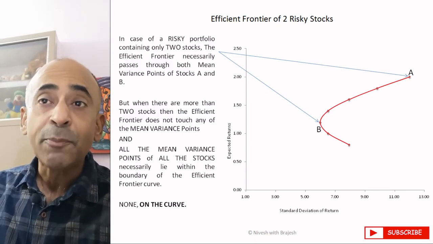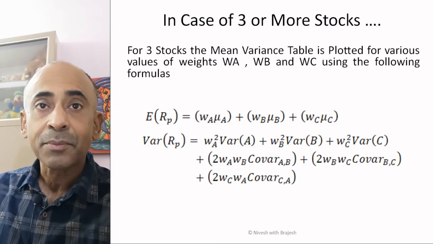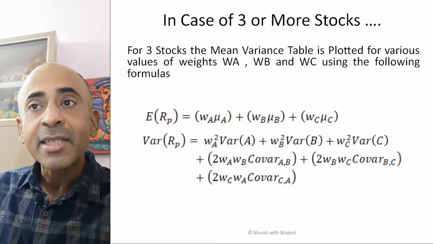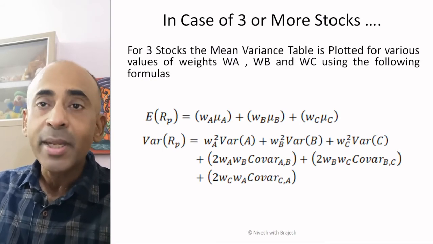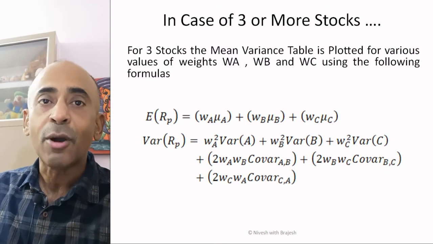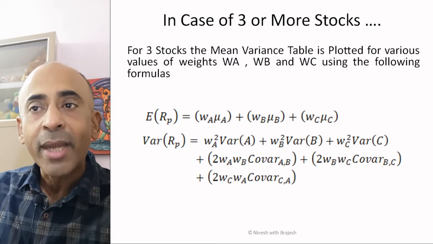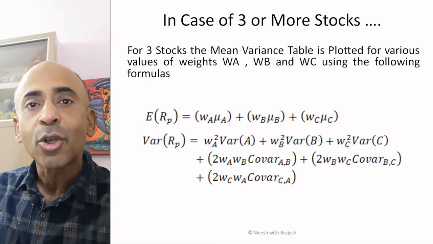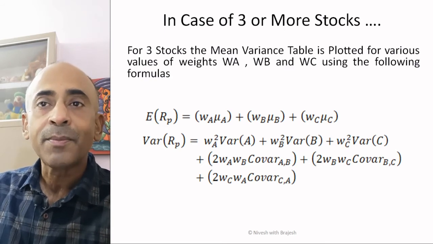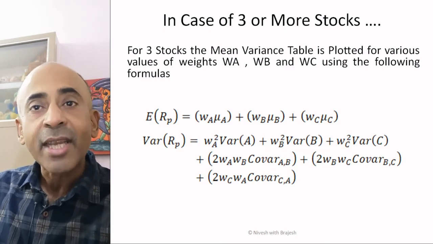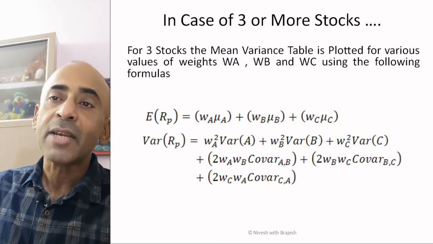Now let's consider 3 points on the mean variance graph for 3 stocks A, B and C. For 3 stocks, the mean variance table is plotted for various values of weights WA, WB and WC using the following formulas. Now it turns out that the expected return of the portfolio is the weighted average of the expected returns of the component stocks, where the weights are our choice variables. A choice where we invest in various percentages in the 3 stocks, totaling 100% of our investment.